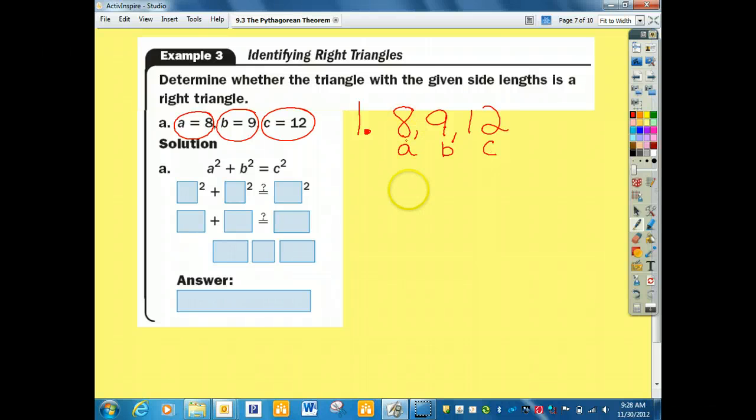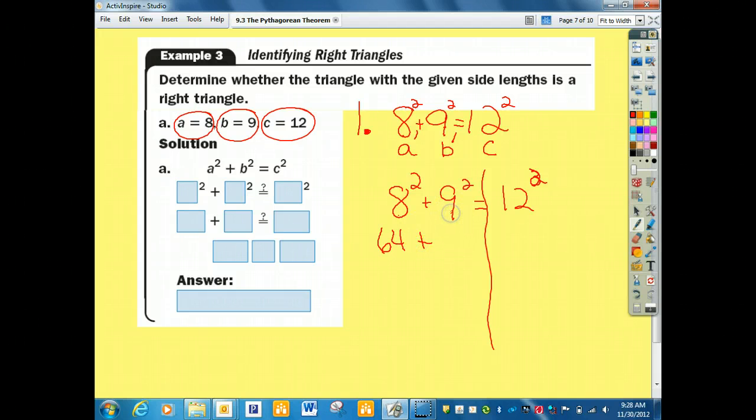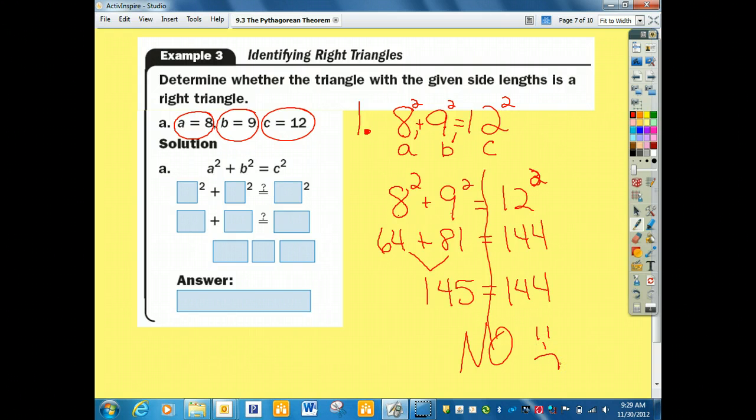So let's check. All we have to do then is, let's see. Does 8 squared plus 9 squared equal 12 squared? Does 8 squared plus 9 squared, does that equal 12 squared? Oops, squared, not cubed. Let's find out. 8 squared is? 60. 64 plus 9 squared? Equals, and 12 squared is? Perfect, 144. Now, what is 64 plus 81? 145. Does that equal 144? No. Womp, womp, womp. That does not make a right triangle.